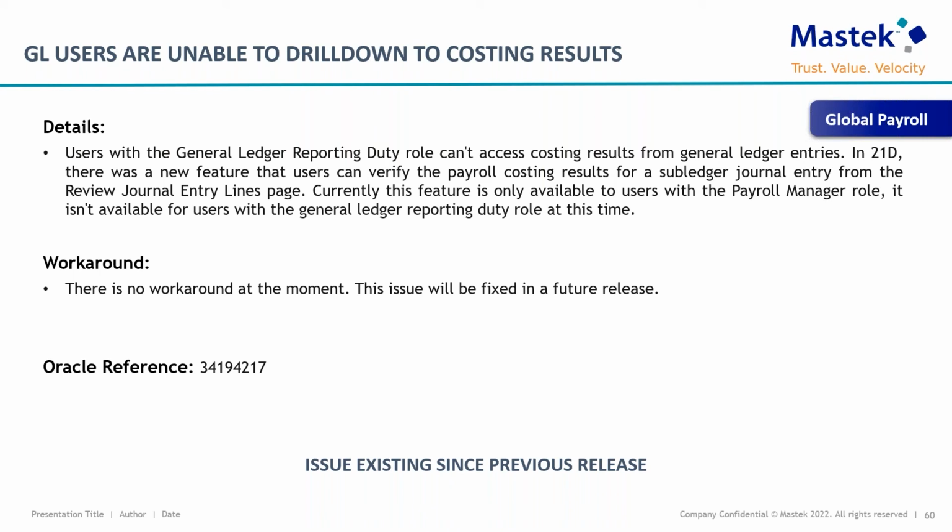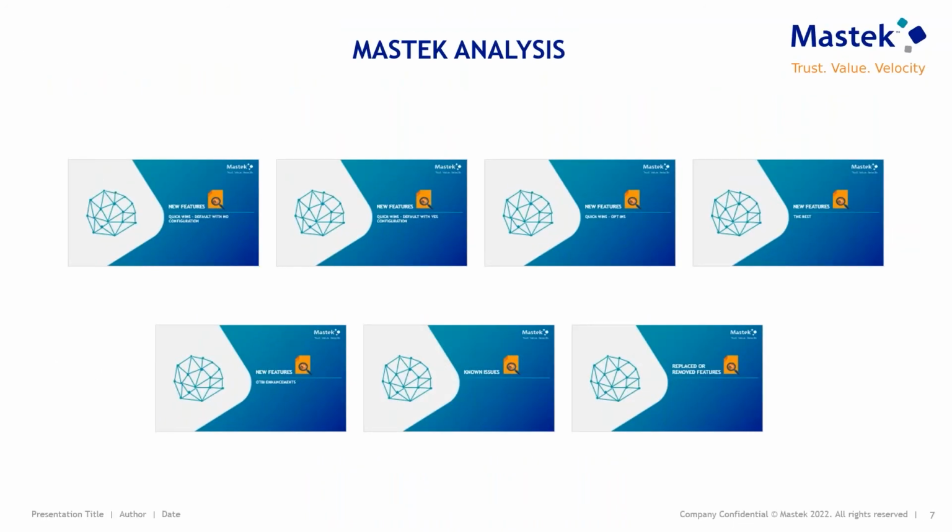Next one is that GL users are unable to drill down the costing. As I explained earlier, one of the features we are getting for a payroll manager is that we can see the result for the general ledger data. That is available in the payroll manager duty only, the payroll manager role only, but it is not available to the general ledger reporting duty at the time. So as of now, there is no workaround available. The issue will be fixed in future. They are working on it, and we are hoping to get it very soon. So those were the known issues we have right now in 22D.